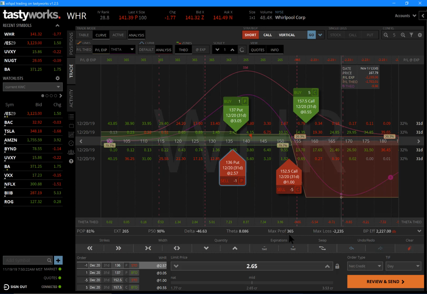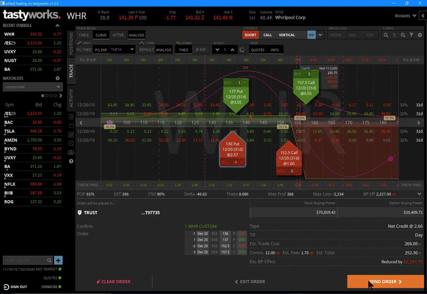Max profit 365. What do those numbers look like? They look something like this, folks. So again, we're looking at about a 1 month trade, and we're putting up about $2,200, $2,300 to do this trade. The mid price on this, after commissions, would be bringing in about $252 in income on the trade. That's better than a 10% return in a 1 month period of time.